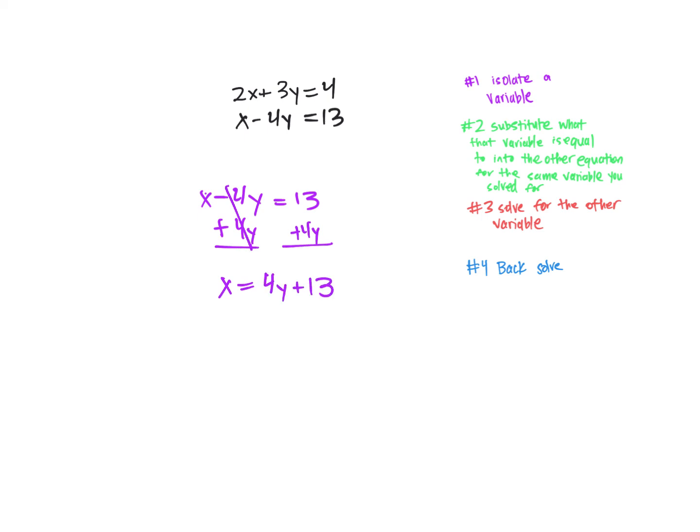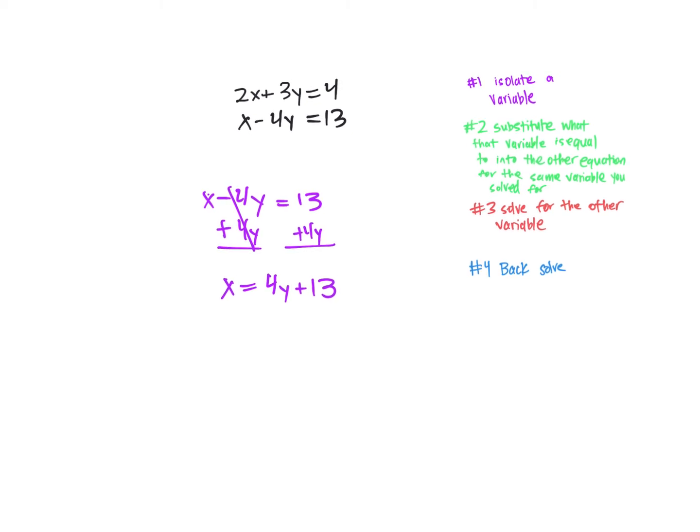Notice as well on the right-hand side of this equation, we have 13 plus 4y. We cannot combine those. Those are not like terms. So I have to literally rewrite them as 4y plus 13 or 13 plus 4y, either one. So also notice now I've got my variable isolated. X is equal to 4y plus 13. So I can move on to step 2, which is substituting that entire 4y plus 13 into my other equation.